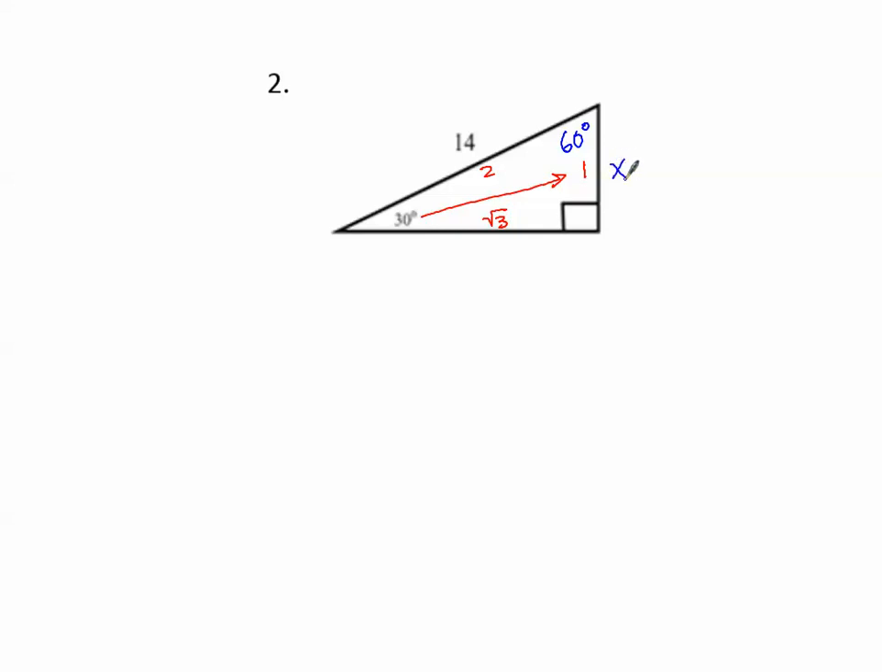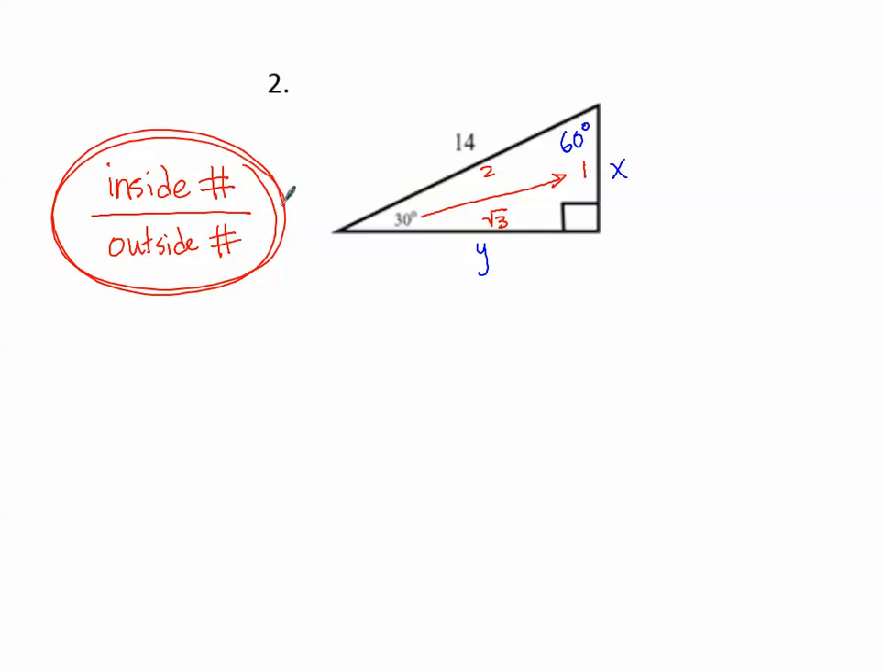So now I'm looking for a short leg. I'm going to call that x. And the long leg, which is not the same, I'm going to call y. And now we'll set up our proportions. Let's find x first. Inside over outside. So remember that: inside number over outside number. Maybe you write that again and highlight that and make a note that that is very important. So inside number over outside number equals inside number over outside number, 2 over 14.